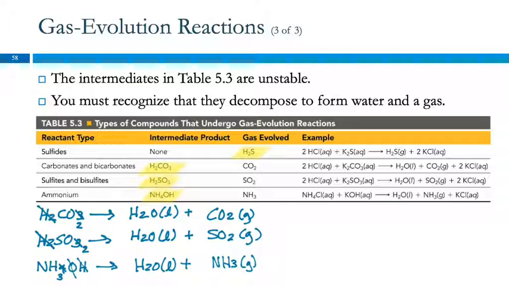Which slide set are you on? I was just trying to pull it up. Chapter 5. Chapter 5? Mhm. Okay, not the chapter 5 continued?